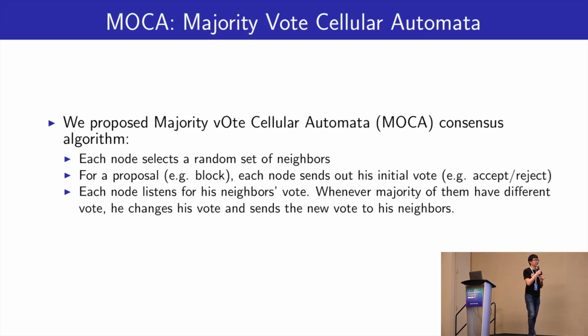Inspired by Cellular Automata, we proposed a scalable consensus algorithm called Majority vote Cellular Automata, MOCA for short. The algorithm has a bunch of details, but let me give you a very high-level description of the consensus algorithm itself. Basically, each node selects a random set of neighbors among all the nodes in the network. For a proposal, for example a block, to vote on, each node sends out its initial vote, whether it wants to accept or reject the block, to its neighbors. And each node listens for its neighbors' votes. Whenever it sees that the majority of its neighbors have a different vote than its own state, then it changes its own vote and sends the new vote to its neighbors. And the algorithm runs continuously at the third step.